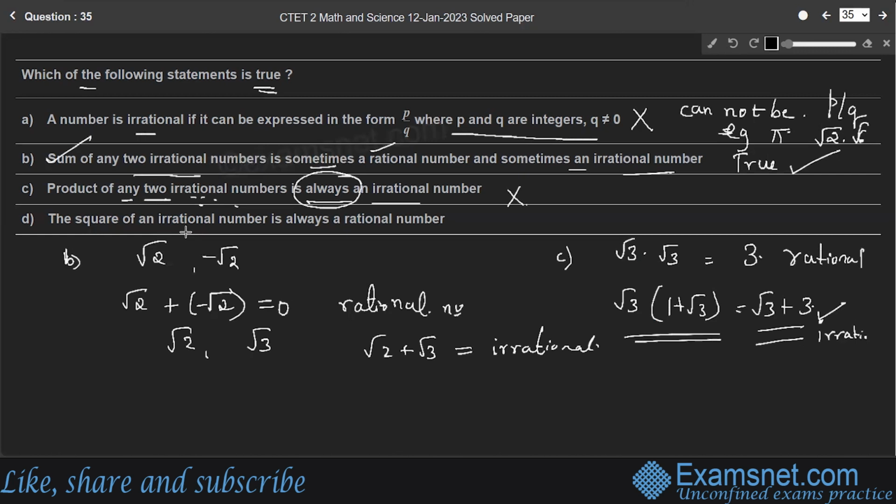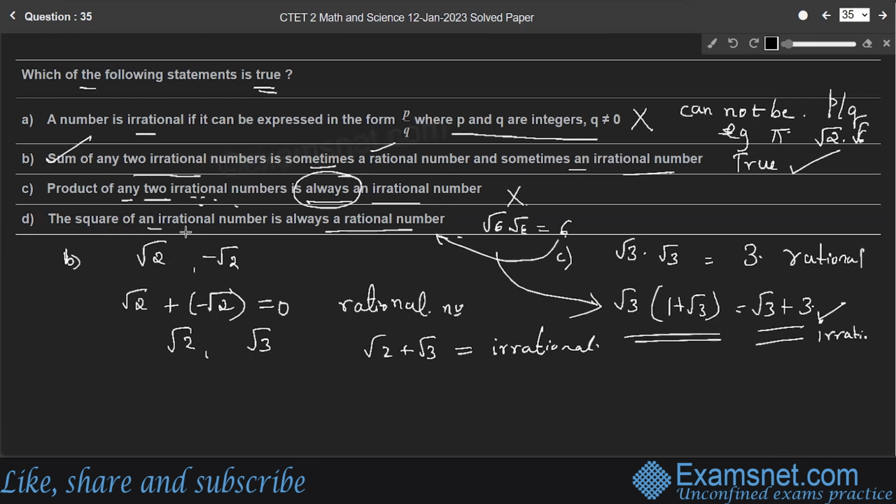So the product of two irrational numbers is sometimes an irrational number, right? Not always. Therefore, the last option is: the square of an irrational number is always a rational number. Again, the same example can be taken. Square of an irrational number: if you take root 6 into root 6, you will get 6, a rational number.